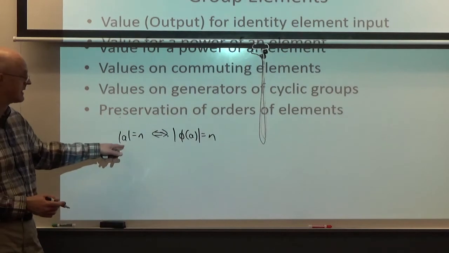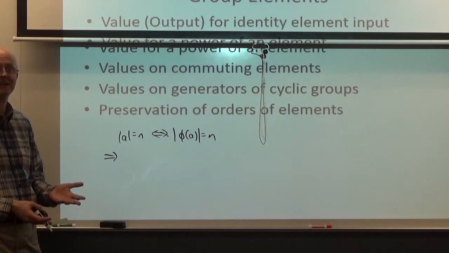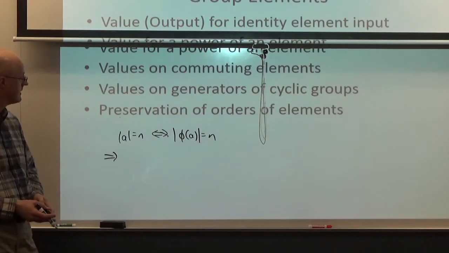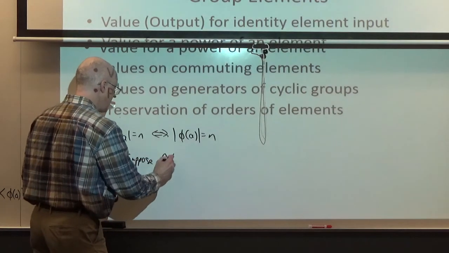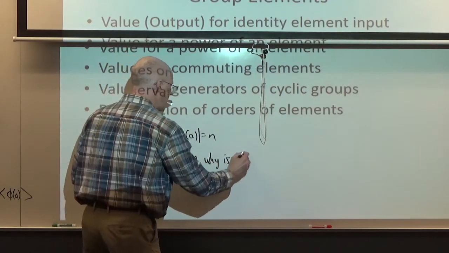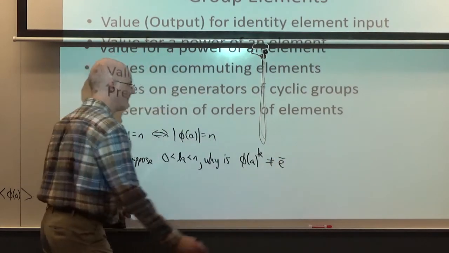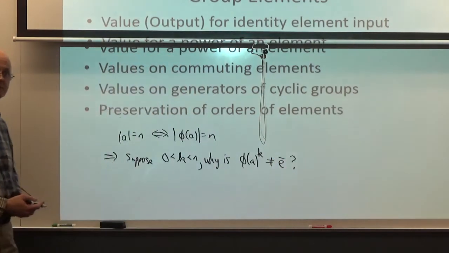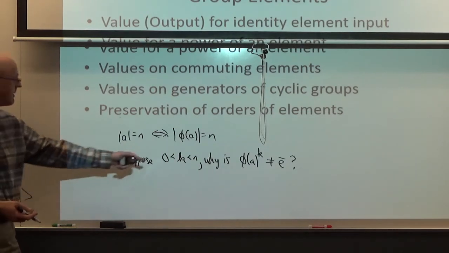Right, the order of an element is the smallest positive integer power that gets you back to the identity, if there is such a power. In the finite case, that's what I'm assuming here. Suppose k is between 0 and n. Why is phi of A to the k not equal to the identity in G bar? That's the thing we really need to answer. Certainly raising it to the n power will get you back to the identity. That really should be verified, but it's pretty easy.